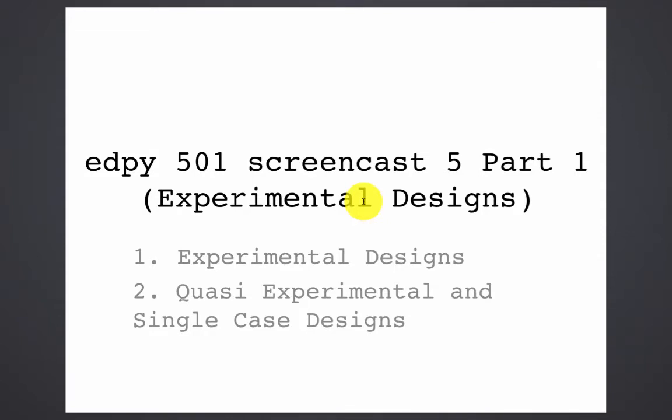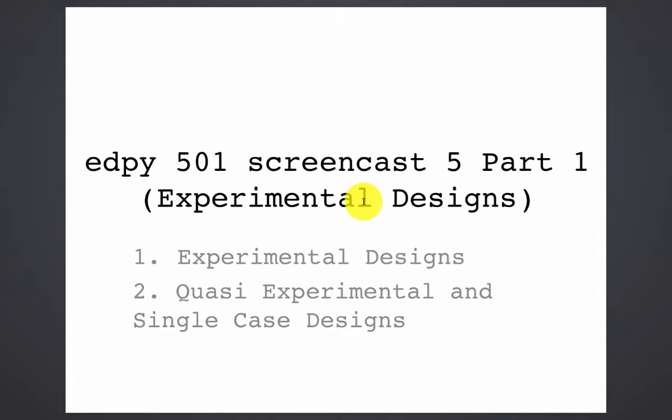Okay, welcome to screencast number 5, part 1, experimental designs. So we're splitting this screencast into two parts because there's a lot of material to cover. The first part is on experimental design, so these are true experiments where you're actually manipulating something. And the second part will be on non-experimental designs where no manipulation is taking place.